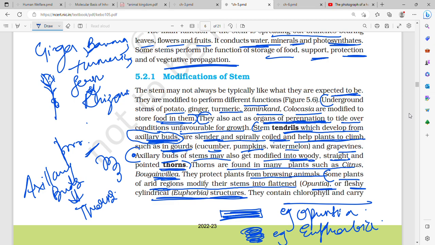Then modifications of stem. Now stems will not always typically be what they are expected to be. They are modified to perform different functions. For example, the underground stems of potato, ginger, zameen kand, turmeric, colocasia are all modified to store food in them. They also act as organs of perennation to tide over when the conditions become unfavorable. Then the stem tendrils.